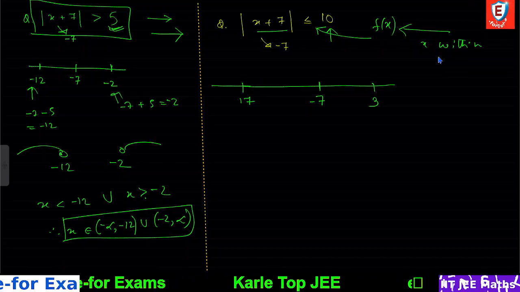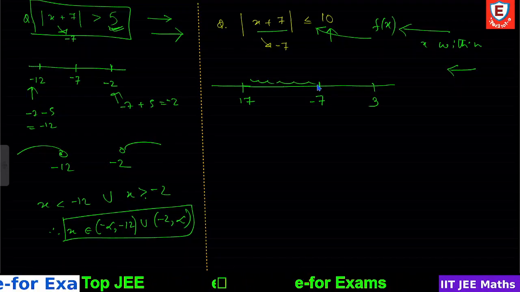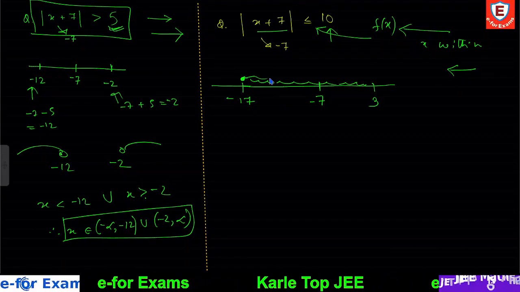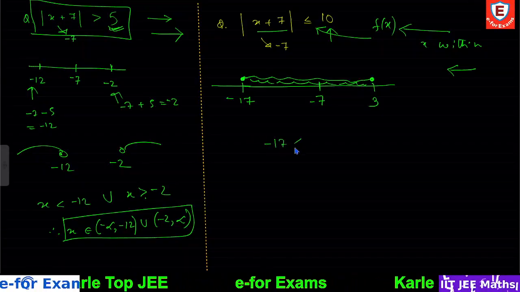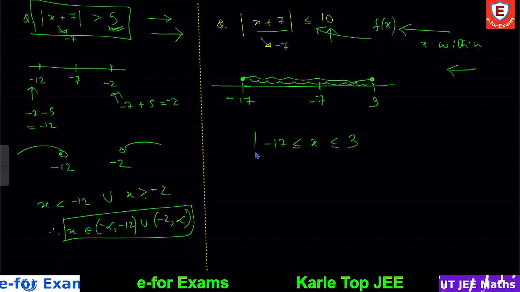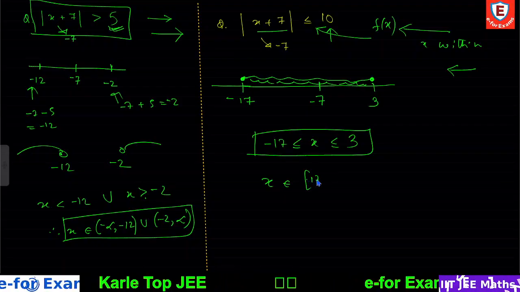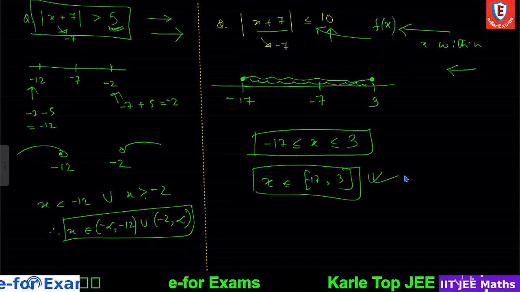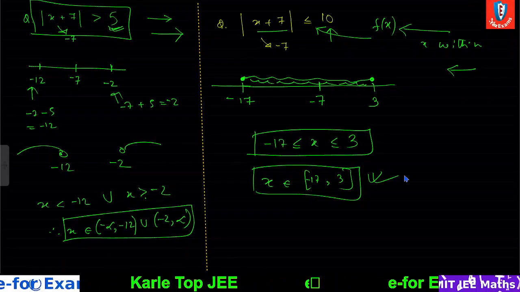Okay, so since the arrow is towards, x will be within this, including minus 17 to 3. That is minus 17 less than or equal to x less than or equal to 3. This is the solution. This can be written as x belongs to minus 17 to 3, closed interval. This is the solution. Got it?